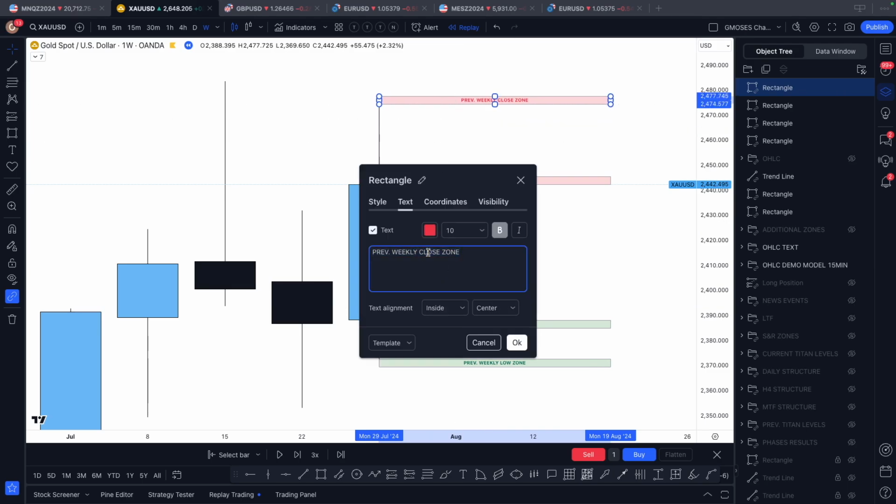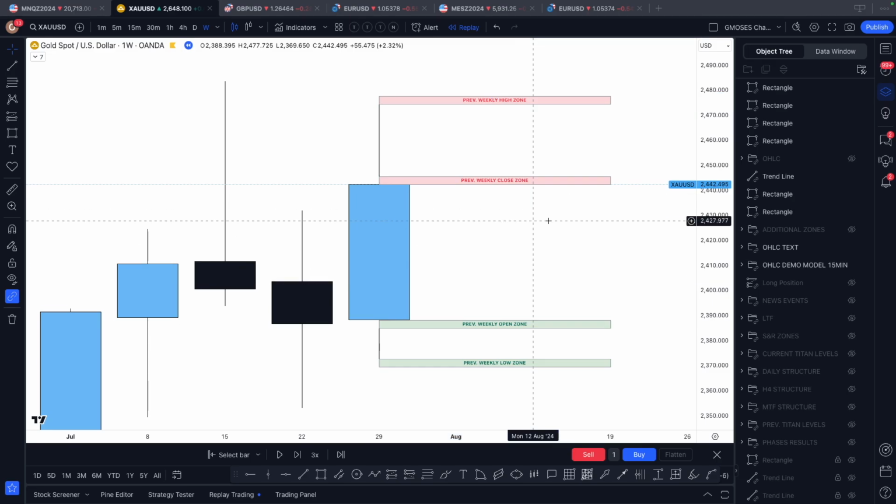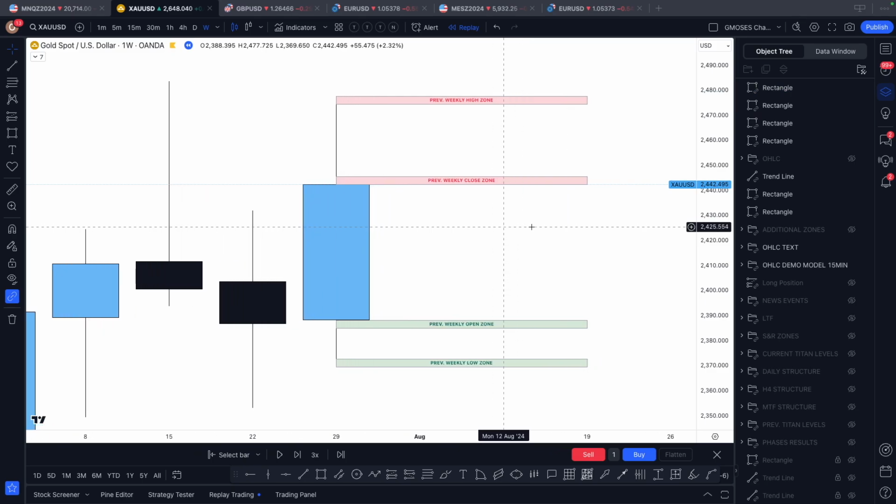Now some of you might say, how do you determine how big your zones are? I kind of spitball according to how big or how long the wicks are. One of the things you want to understand is you typically want to mark up your charts when the market is closed, typically on the weekend, on a Saturday or a Sunday. That way you can gain insight as to how the market closed, as opposed to when the market is actually open for the following week.